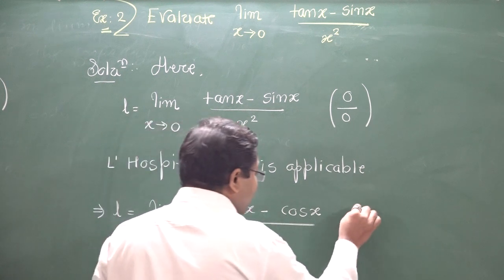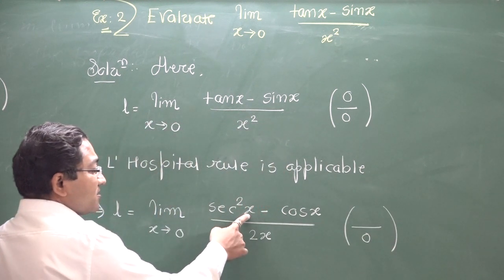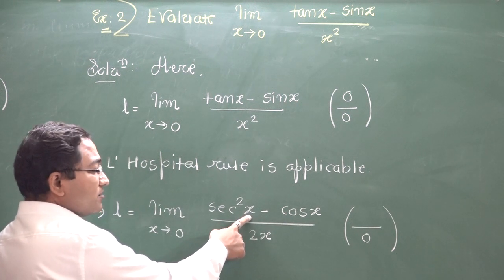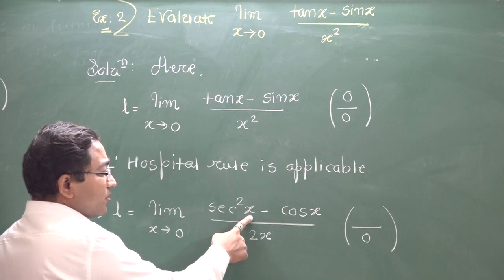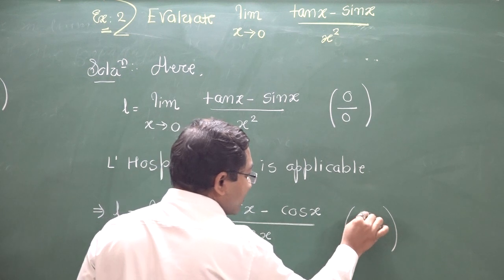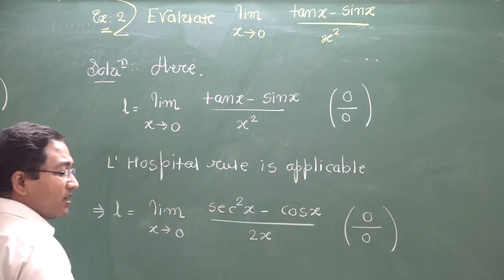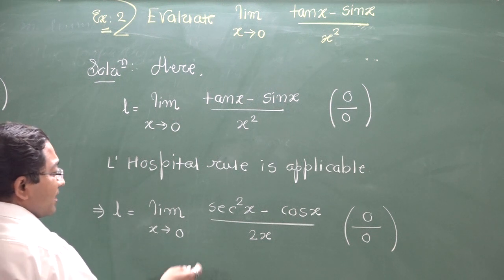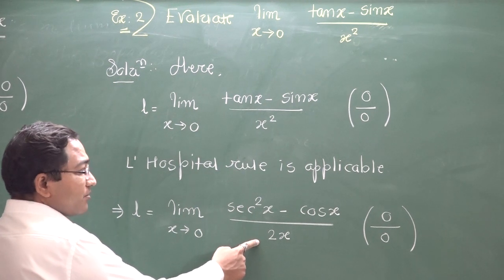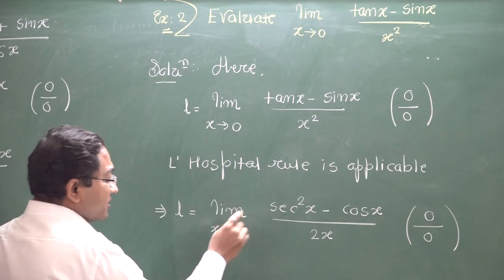What about the numerator? Here sec 0, and we know that cos 0 is 1, therefore sec 0 is also 1. So sec 0 is 1, cos 0 is 1, and 1 minus 1 is 0. So again that will be in the form of 0 upon 0. Therefore it is required to differentiate the numerator as well as the denominator for the finite limit. So again apply L'Hospital rule for the same.